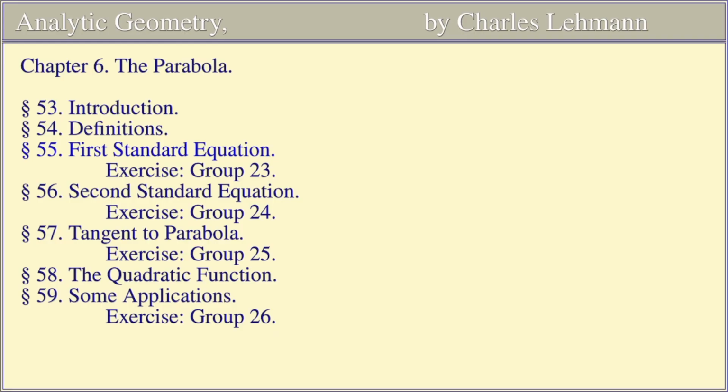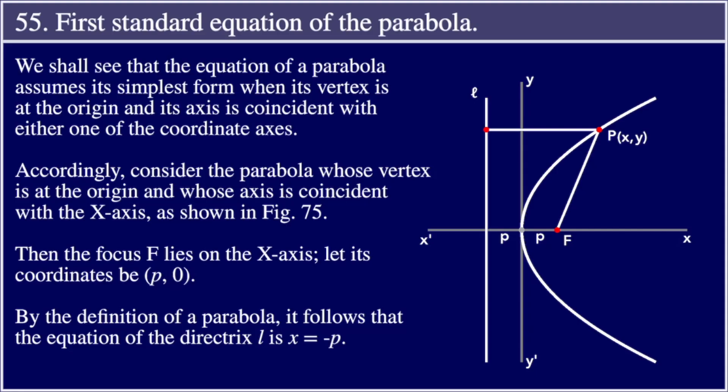Section 55, the first standard equation of the parabola. We shall see that the equation of a parabola assumes its simplest form when its vertex is at the origin and its axis coincident with either one of the coordinate axes. Accordingly, consider the parabola whose vertex is at the origin and whose axis is coincident with the x-axis, as shown in Figure 75. Then the focus F lies on the x-axis. Let its coordinates be (p, 0).